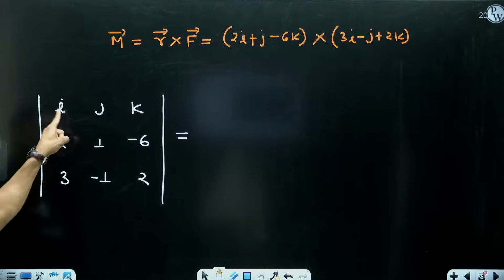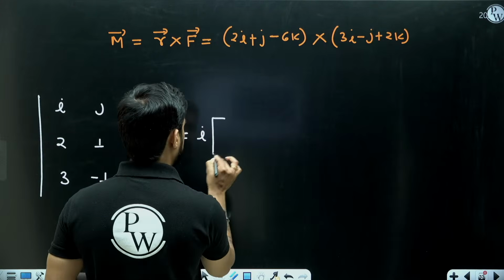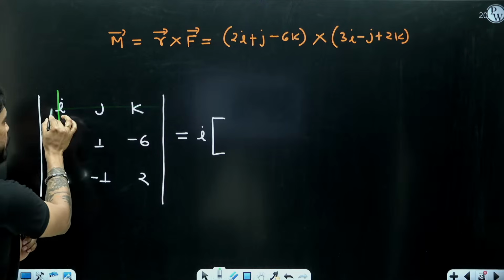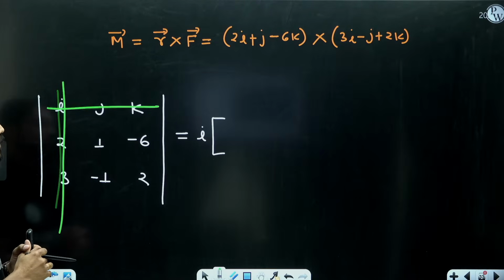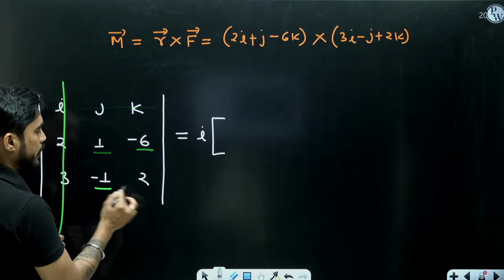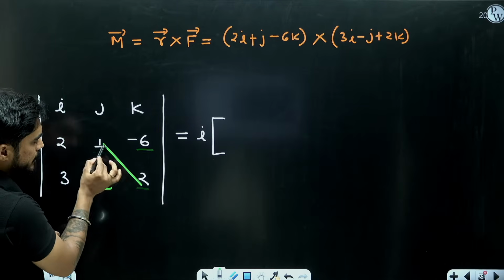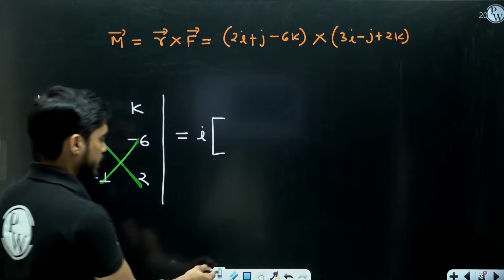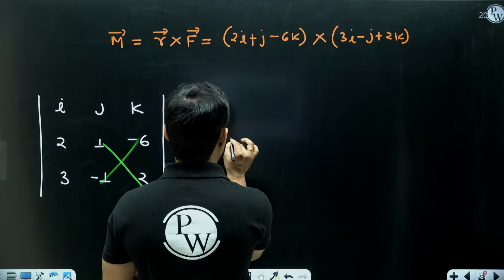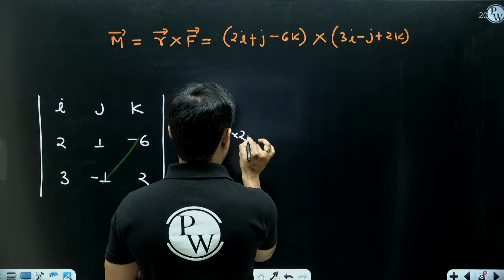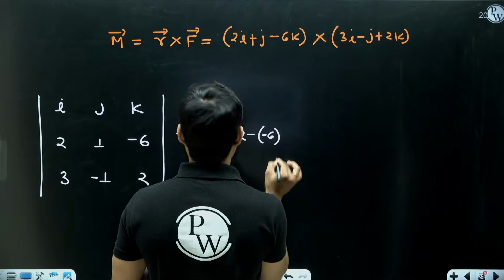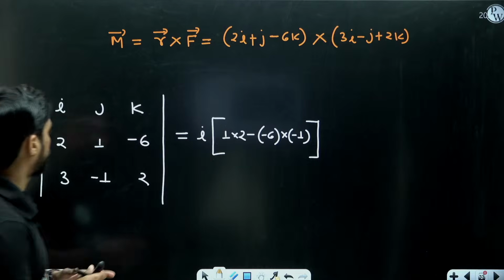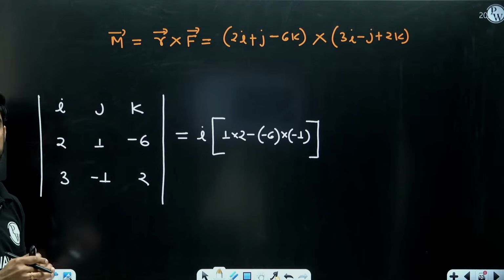First, it will be i multiplied by, hide this and this, hide first row, first column. What do you have? 1, minus 6, minus 1, 2. So it will be this into this minus this into this. So it will be 1 into 2 minus 6 into minus 1.